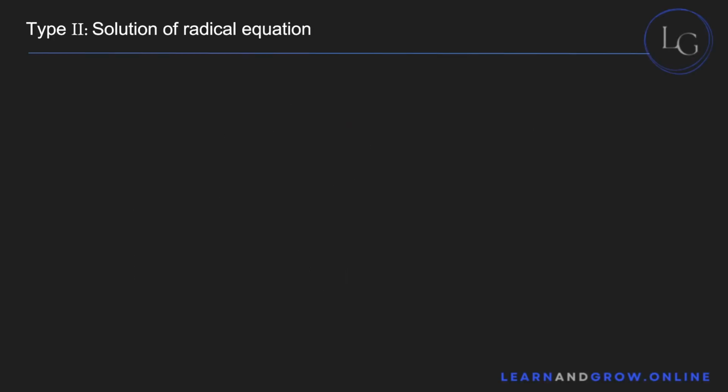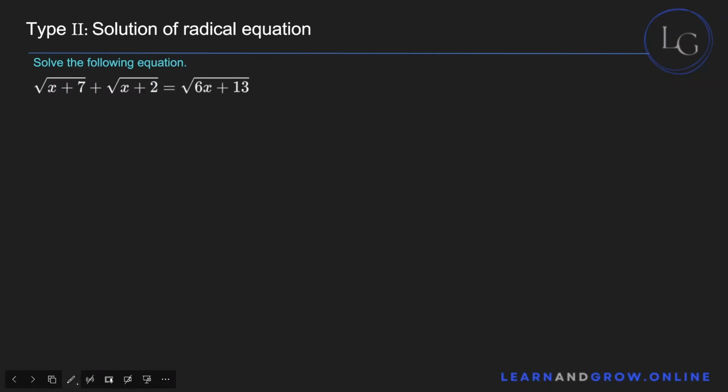Now, we'll discuss the second type of radical equation. The type 2 radical equation is basically all radical terms. And in the radical terms, you'll have one variable term and one constant term, like it is the case for all radical terms here. One variable term, one constant term, one variable term, one constant term, and one variable term and one constant term. This is the second type of radical equation. Now, how do we solve this?